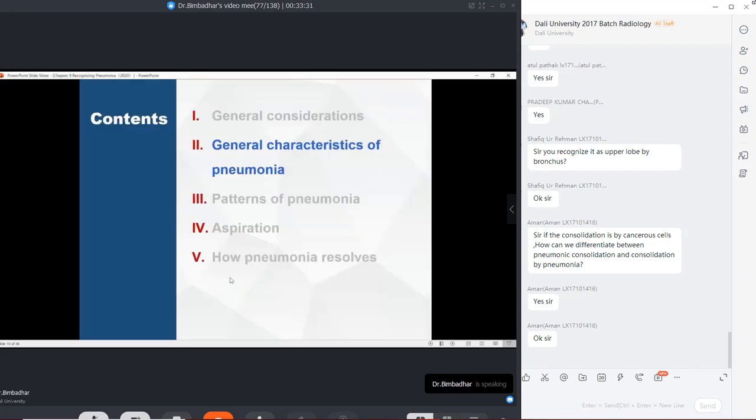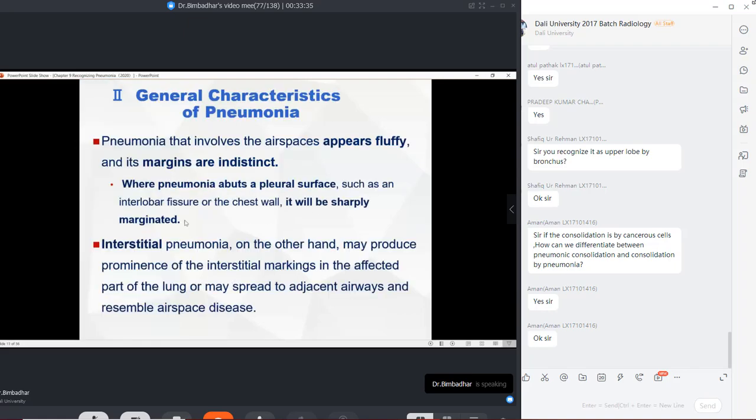Now, a cavitating pneumonia. Generally, when it is present, the margins are indistinct, an ill-defined fluffy density, and when it abuts the pleura, it will not extend across the fissures. If there is a pneumonia present in a lobe, it will not extend across the fissures. It happens the same way the air in the right upper lobe is completely its own when compared to the air present down in the lower lobes.